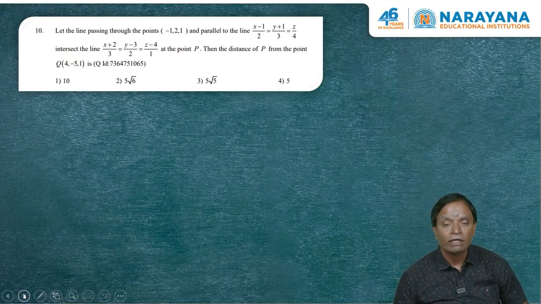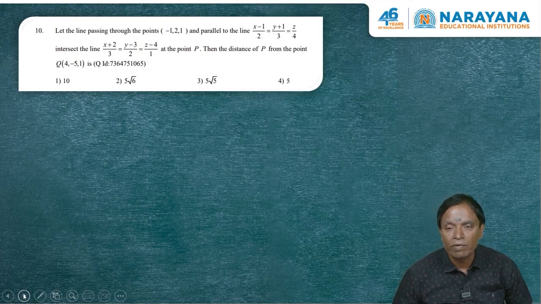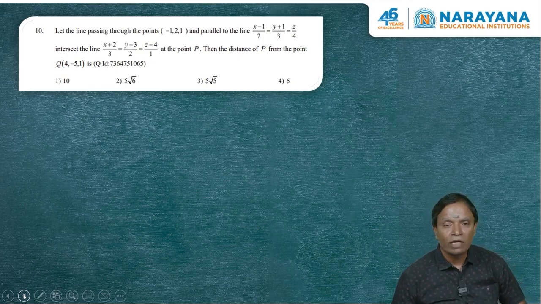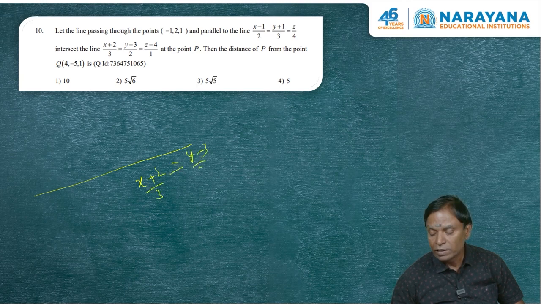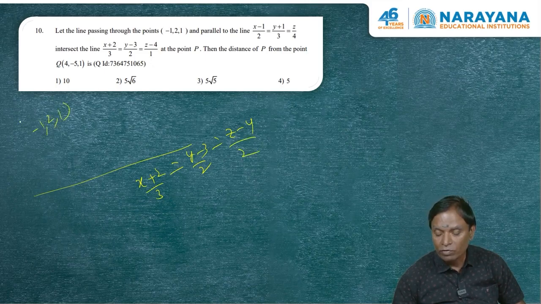Next one: let the line passing through the point (-1, 2, 1), parallel to the given line, intersect the line at some point. Then you are asked to calculate the distance. Suppose I take the second line as (x + 2)/3 = (y - 3)/2 = (z - 4)/1. This is the point (-1, 2, 1).